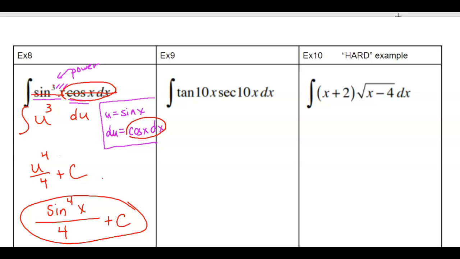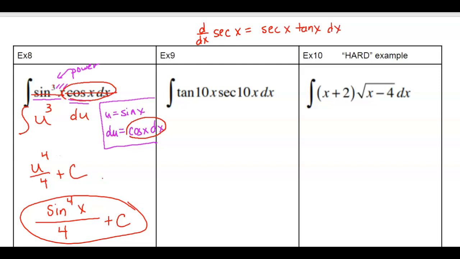All right, so on number 9, we had one derivative being the other function. So I have to start thinking, what's the derivative of tangent? Oh, it's secant squared. I don't have that. What's the derivative of secant? Secant tangent, but I don't have secant tangent and another secant. So I want to go back and look at my trig derivatives. We know that the derivative of secant is secant tangent.